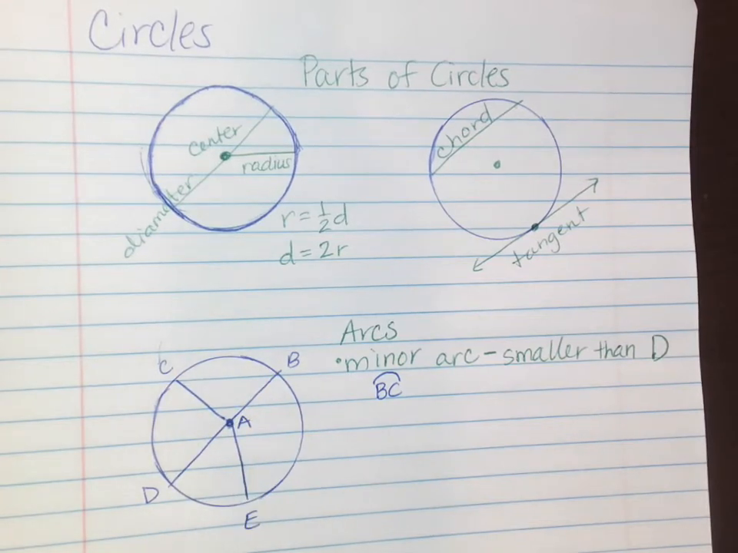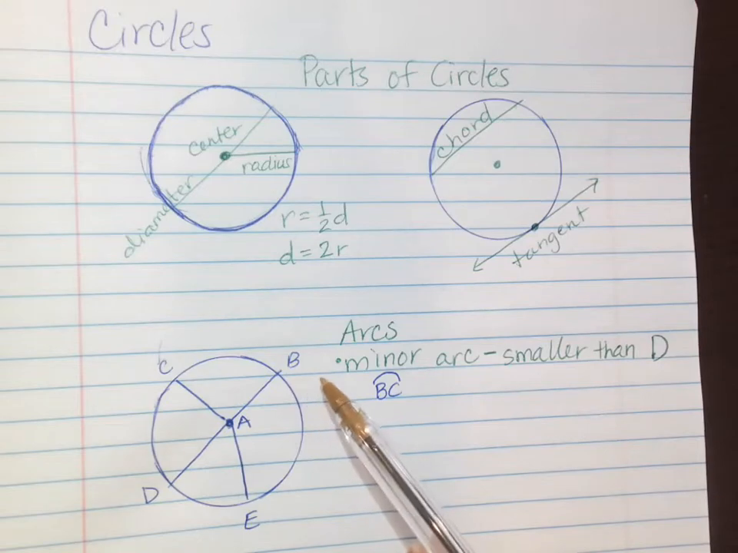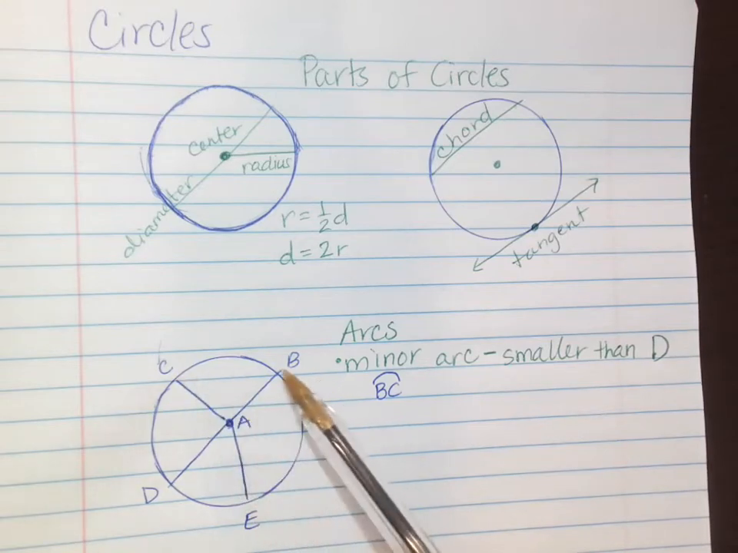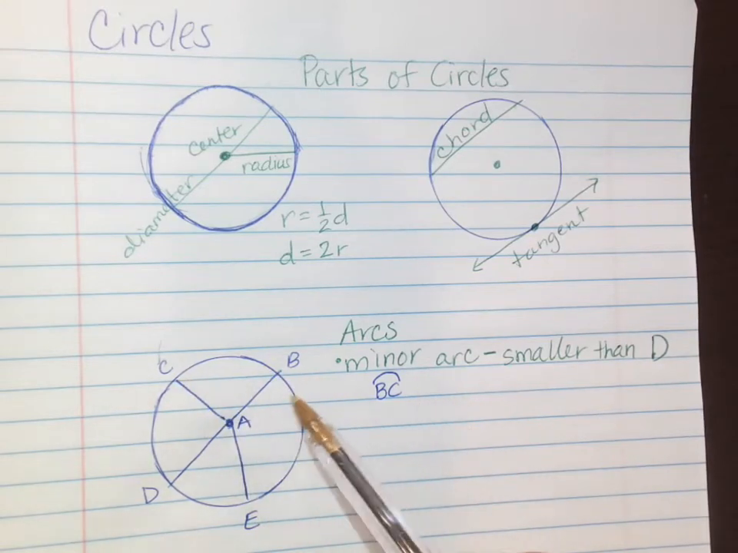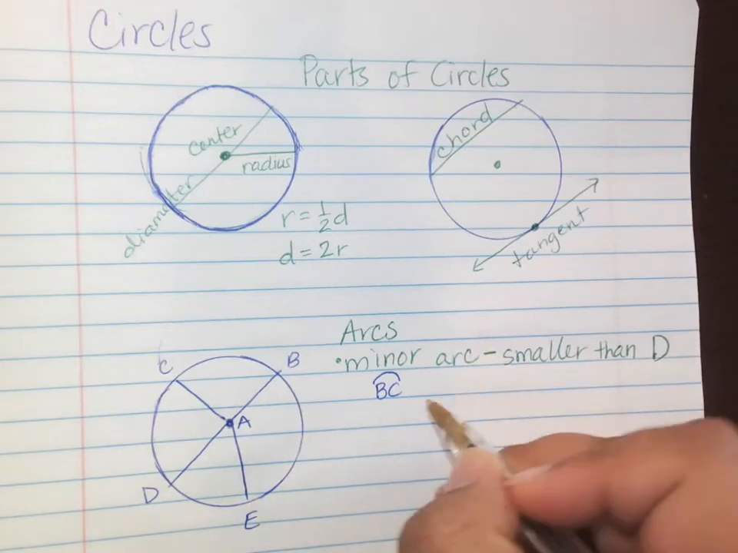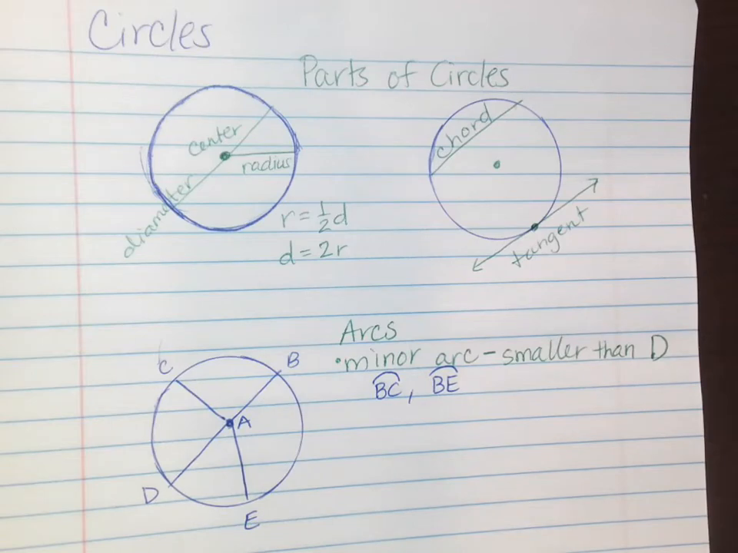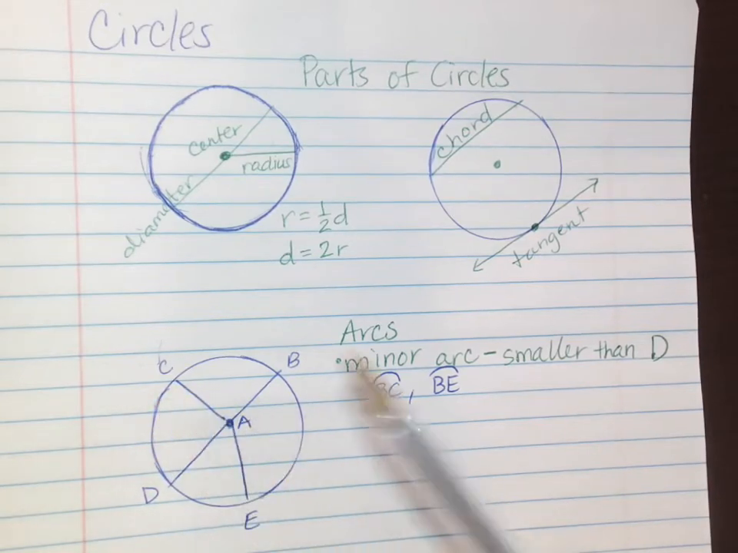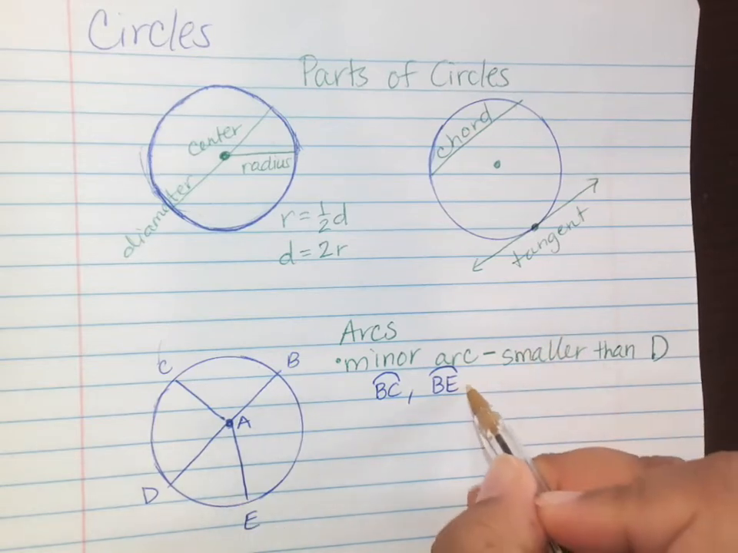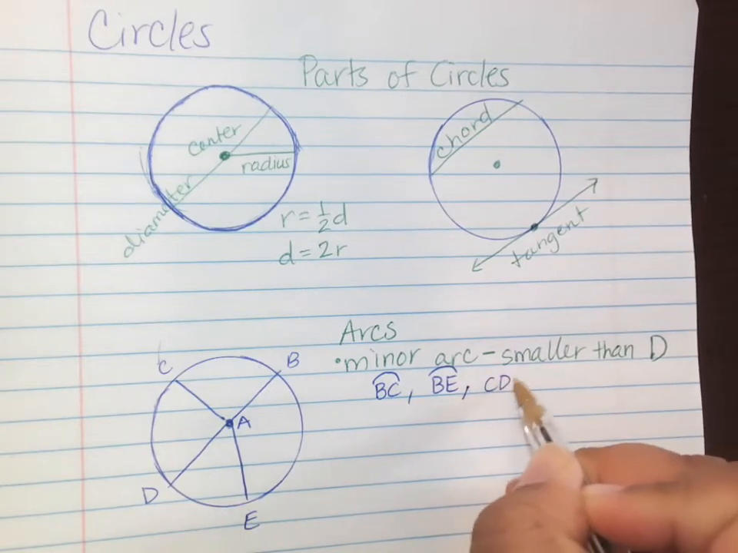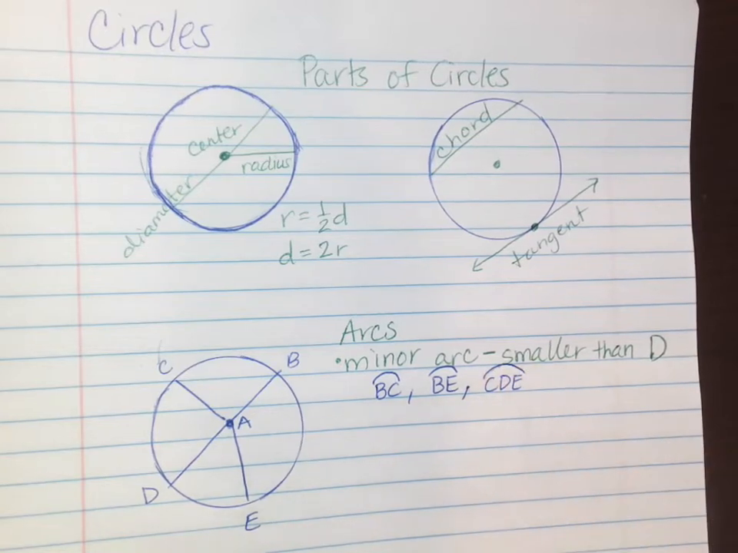Another minor arc would be like, I'm sorry, did I say E? I meant C, B to C. But we could also do B to E. That's a minor arc. We could say C, D, and E. This is actually not a half circle, right? It's smaller than it. So we can also say C, D, E. And that's another minor arc.